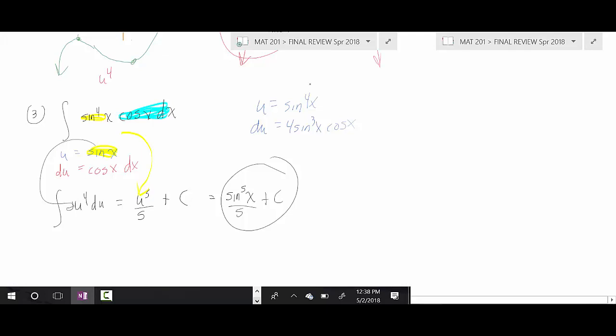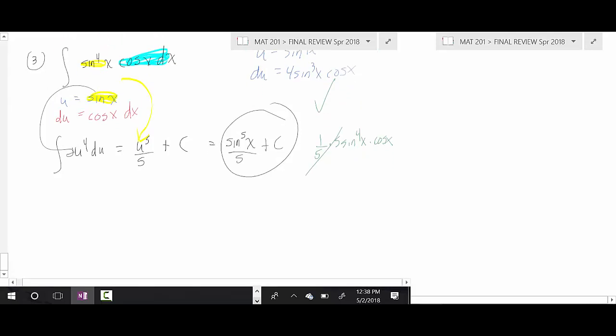And notice if you took the derivative of this, if you checked it, you would have 1/5 times 5 sine to the fourth x times cosine x. That would take you back to the beginning. And that's what you want to do, you want to be sure you check that out. To me, some of the integrals that I saw on the final, there's some that are U-substitution. Some of them, you gotta think a little bit about identities.